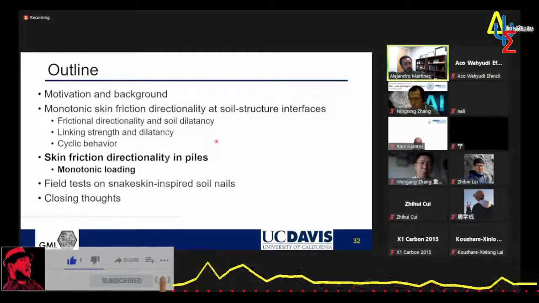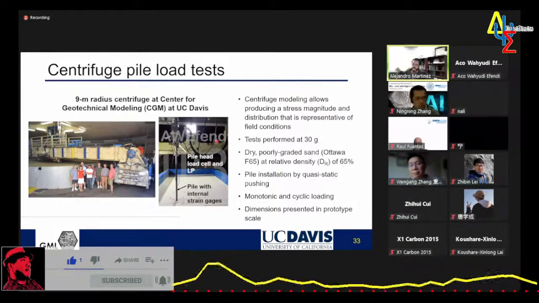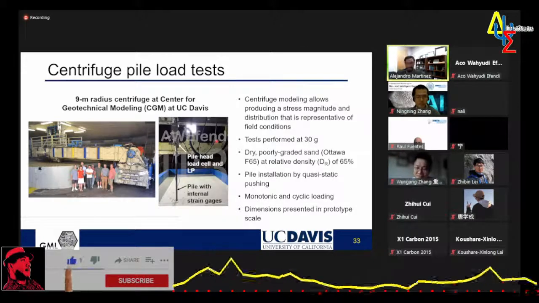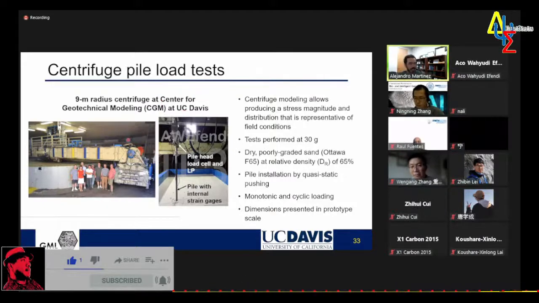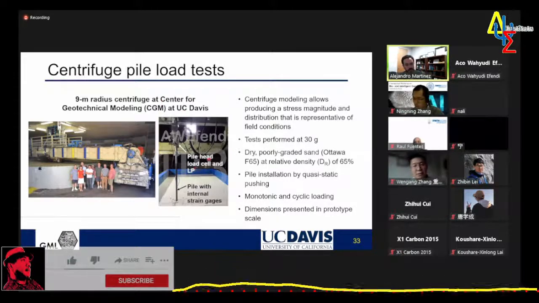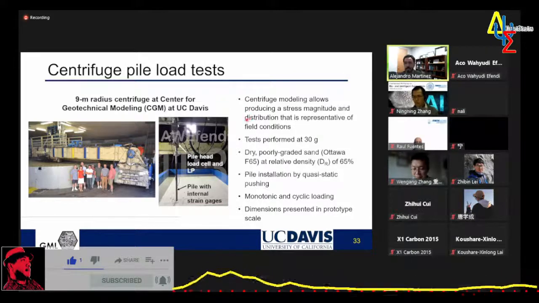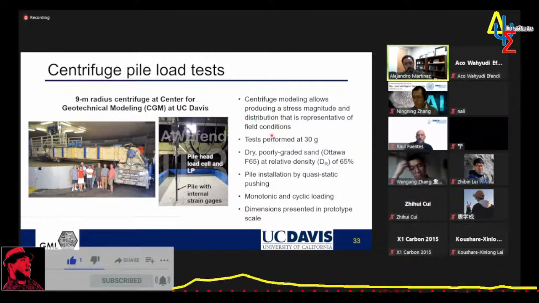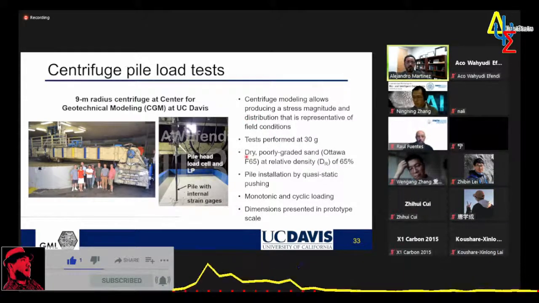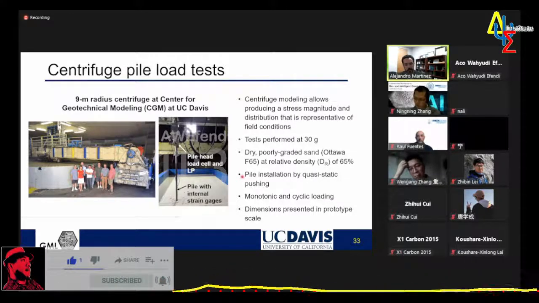Moving on to the skin friction directionality in the piles. We went to the centrifuge. We used the 9-meter centrifuge at the Center for Geotechnical Modeling at UC Davis. Here's a picture of the centrifuge, and this is a picture of our setup. We use the centrifuge because it allows producing stress magnitudes and distributions that are representative of field conditions. Again, we wanted to assess this in conditions closer to those in the field. We used 30 g acceleration on dry, poorly graded sand, and we installed the piles in flight by quasi-static pushing.